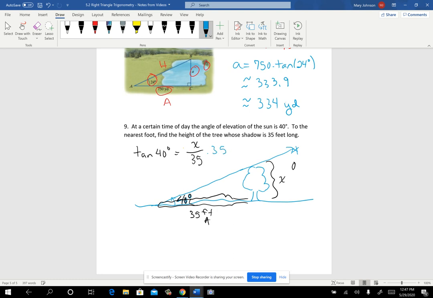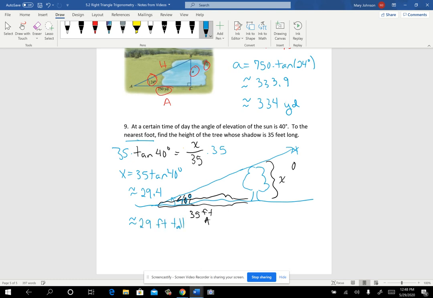So we'll solve that. We'll multiply by 35. And we know x equals 35 tangent of 40 degrees. So we should already be in degree mode. So we just need to type in 35 tan of 40, enter, and we get 29.368. So that's going to be about 29.4. Okay. And did it say? It said to the nearest foot. So that would be about 29 feet tall.